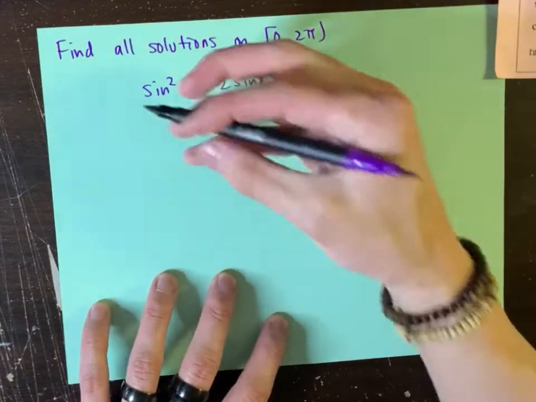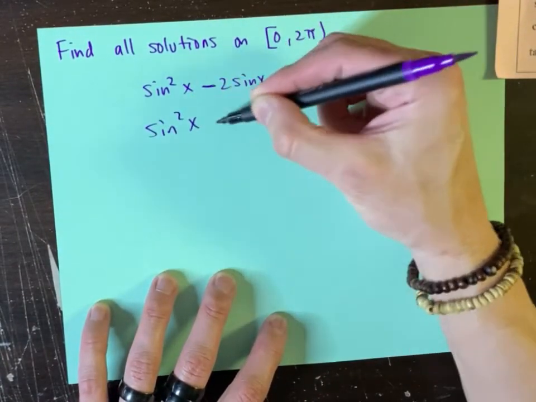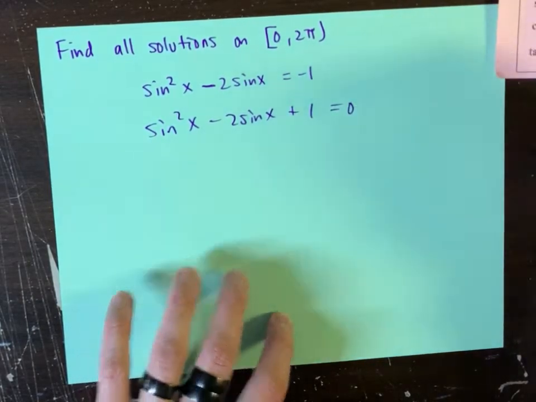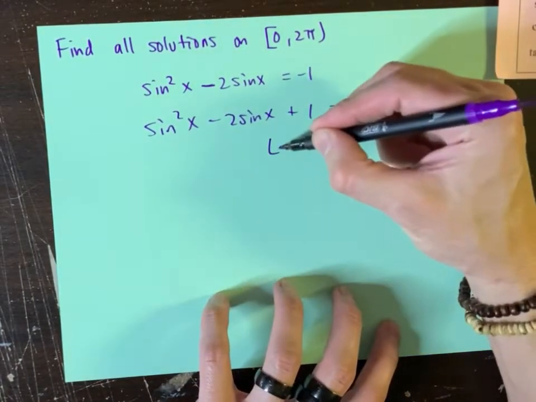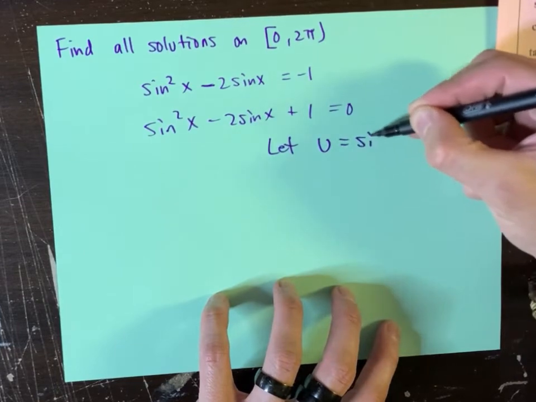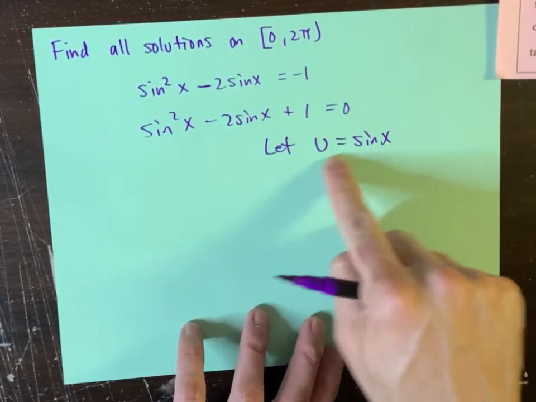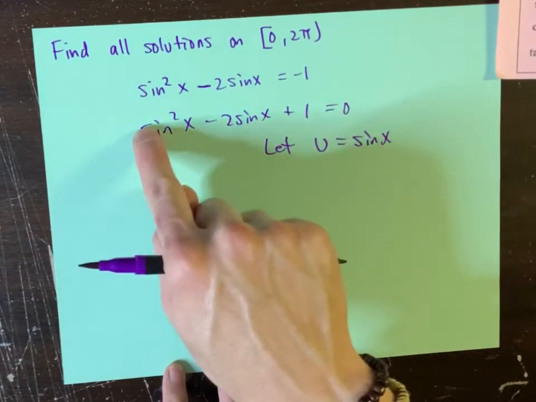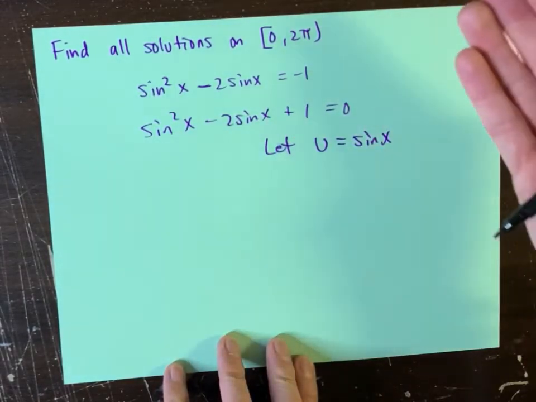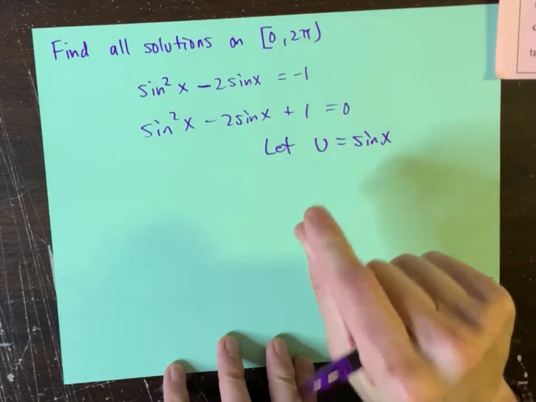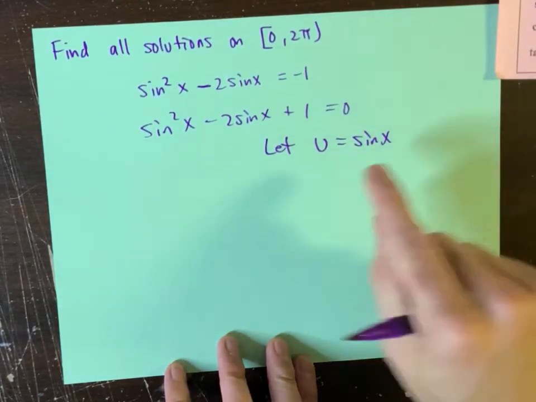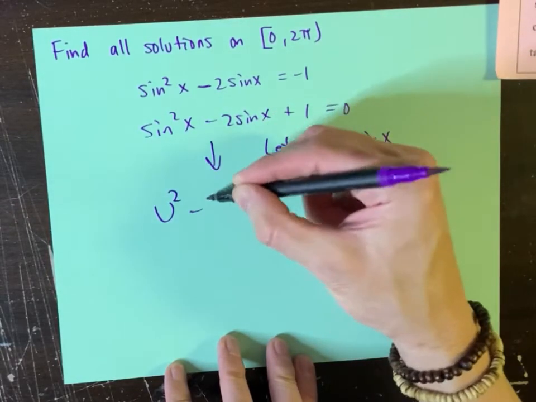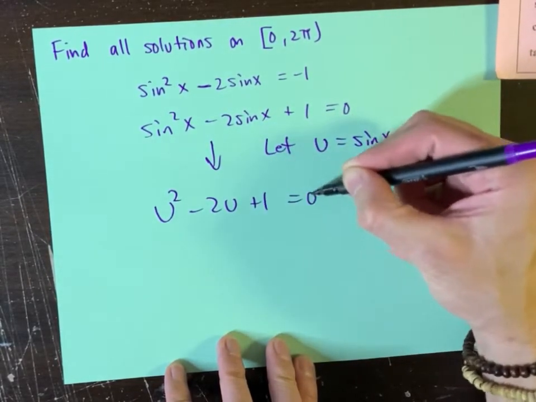First, I'm going to add the 1 to this side. So this is sine squared x minus 2 sine x plus 1 equals 0. And then I'm going to let u equal sine of x. The reason I'm going to create a u substitution is because this looks quadratic, and because it's quadratic, I want to make this look a little simpler. So I'm going to let u, or any other letter from the alphabet, equal sine. That way this equation becomes u squared minus 2u plus 1 equals 0.